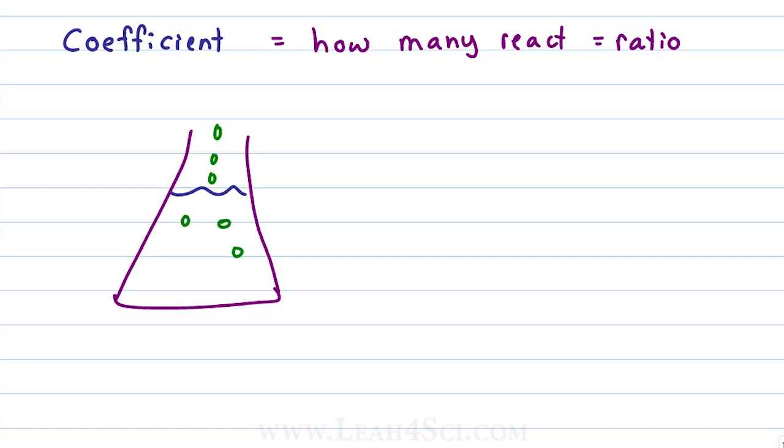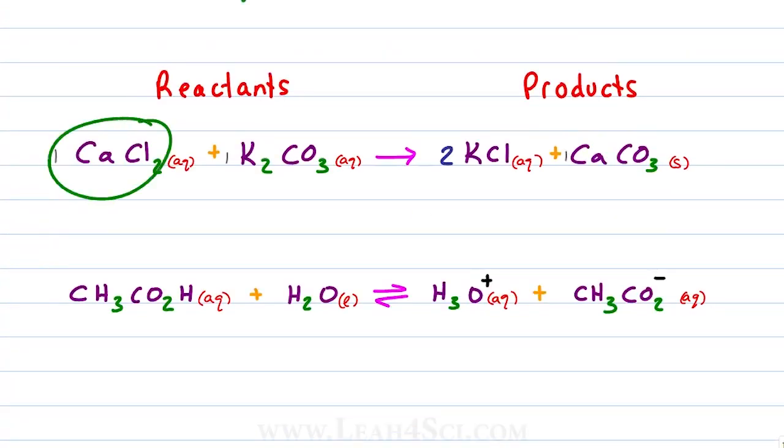Every drop has millions and millions of molecules because they're so tiny. So the coefficient numbers simply tell us for every one of this, 2 of that. For every 1 of calcium chloride, we will require 1 potassium carbonate, and this is where balancing equations comes into play, which we'll look at in the next video.